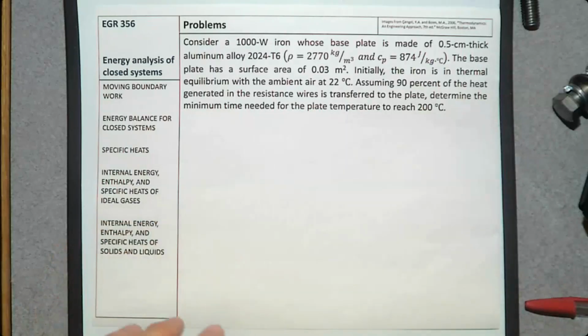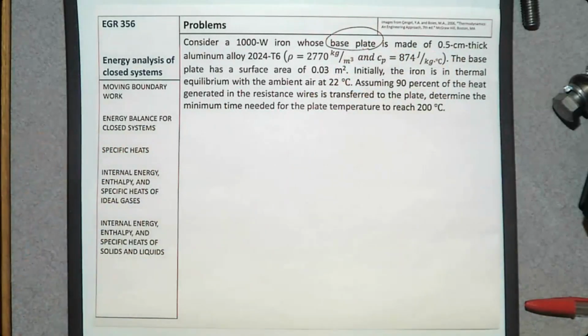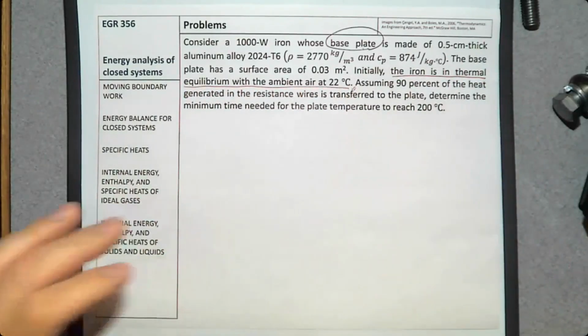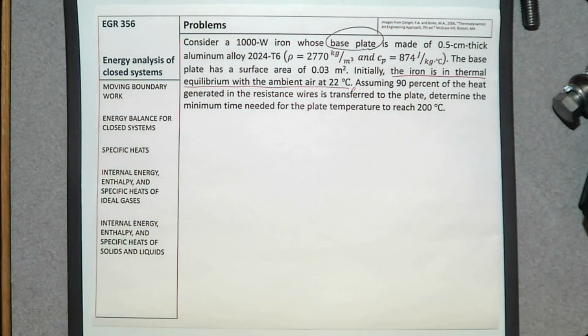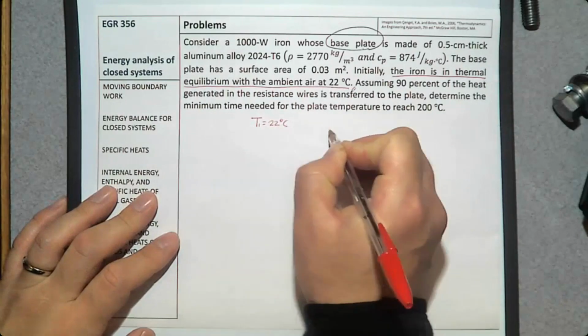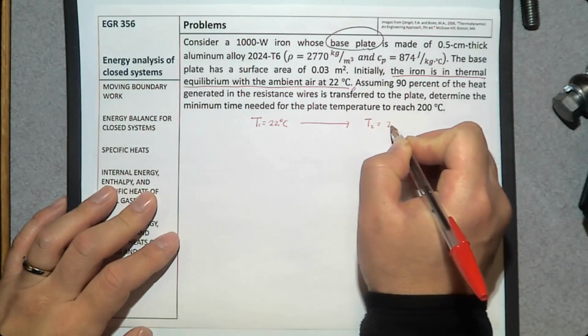So the base plate is our system, and the temperature of this base plate is going to increase from, where is the initial temperature? The iron is in thermal equilibrium with the ambient air at 22 degrees Celsius. It means the iron is at 22 degrees Celsius. So the initial temperature of the iron is 22 degrees Celsius. The final temperature of the iron is going to be 200 degrees Celsius. So T1 is 22, and we have a heating process. So T2 is going to be 200 degrees Celsius.